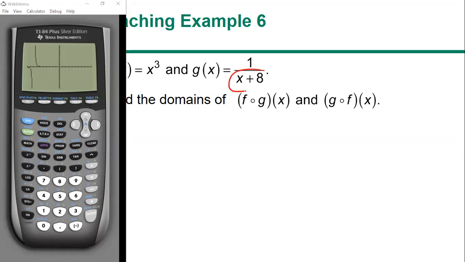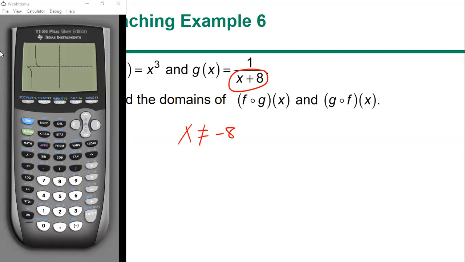What cannot be in our denominator? 0. Our denominator can't equal 0, right? And if I plug in -8, what is it gonna make our denominator? 0. So our domain is all numbers, but x cannot equal -8. And that's why it breaks. That's why there's that split.